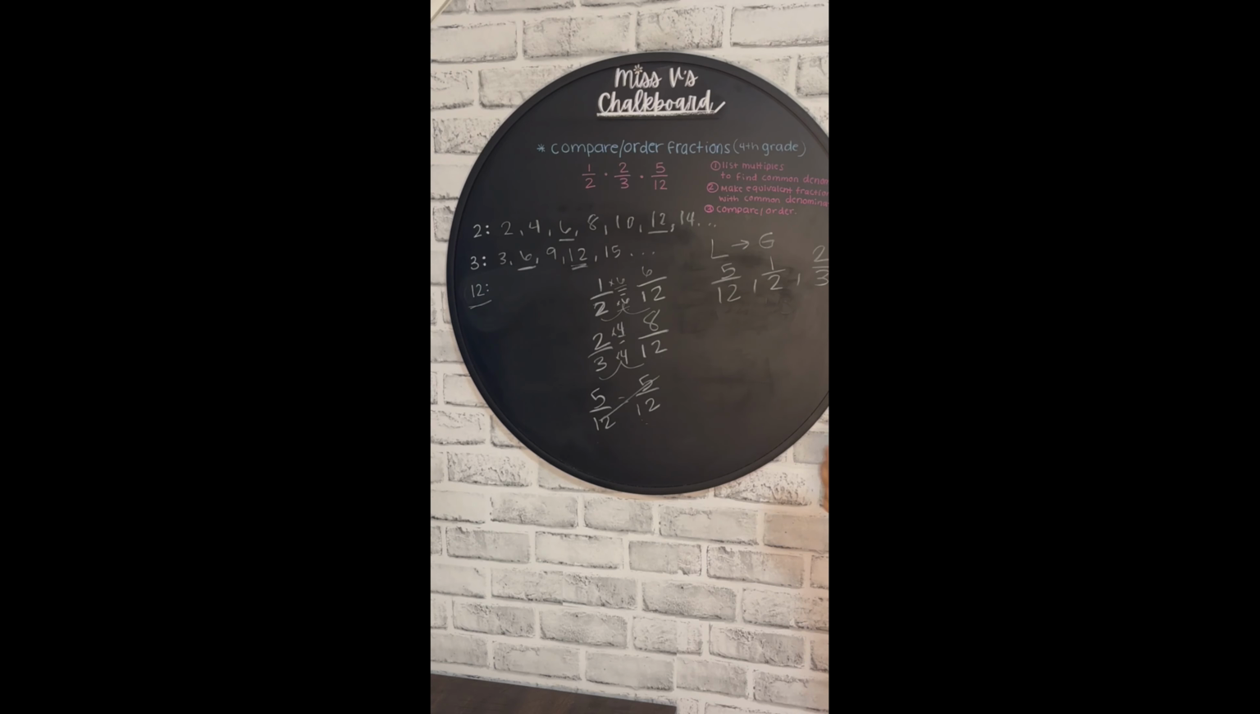Additionally, students can use benchmarking to help them. This is a little bit harder for students, especially if their number sense isn't the strongest. So what they're going to do is figure out if the fraction that they're considering is closer to 0, a half, or a whole. So I know that a half is exactly a half. 2/3 is greater than a half. And I know that 5/12 is just a little bit smaller than a half, because 6/12 is equal to a half.